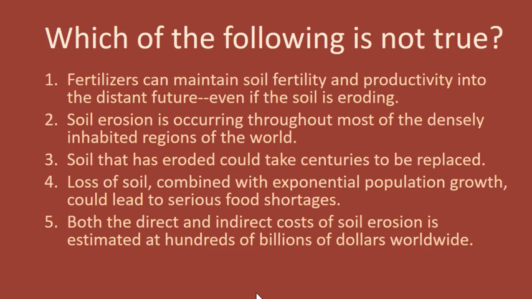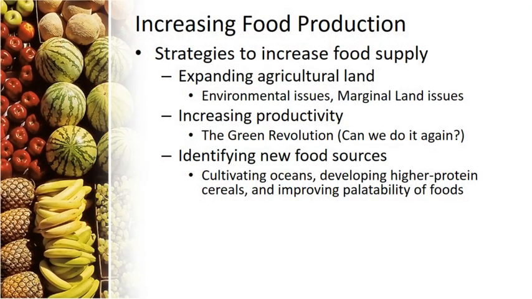Well, the first one is not true. Fertilizers can only do so much, but if the soil is eroding, you're losing the good soil and it just cannot be maintained. So what do we do about this? We have to come up with strategies to increase the food supply, and that's what the Future of Agriculture video notes will be about. But we need to expand agricultural land. How do we do that? Because there are huge environmental issues with it.